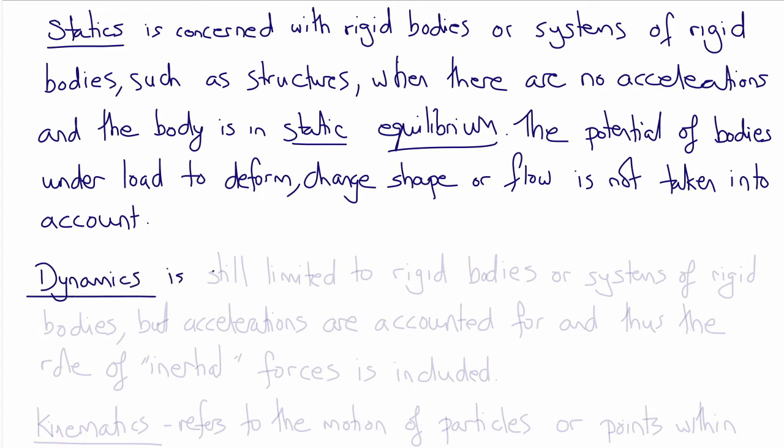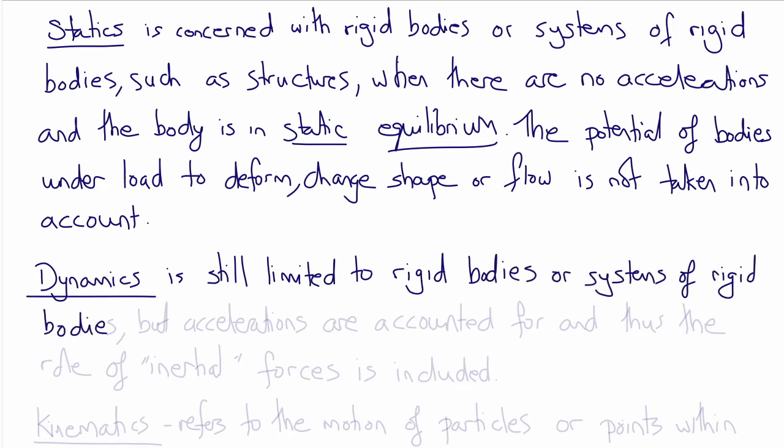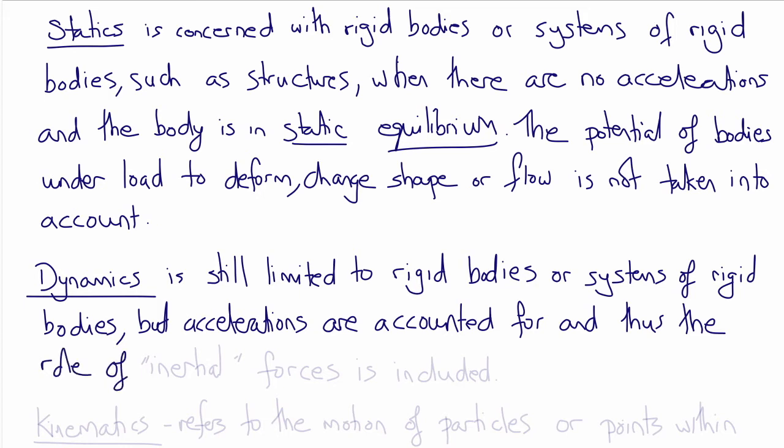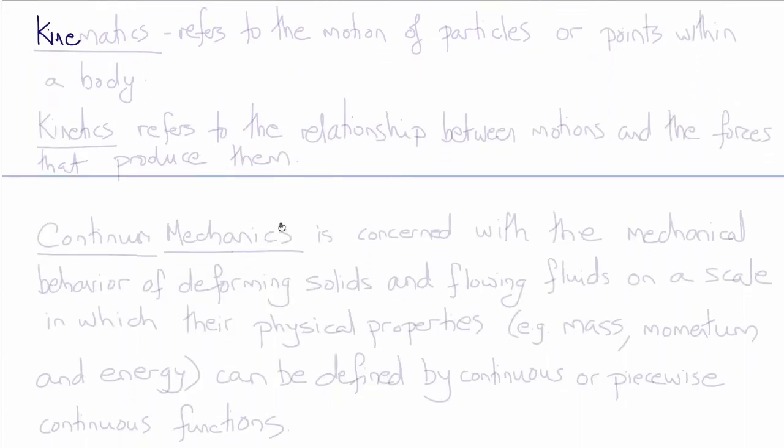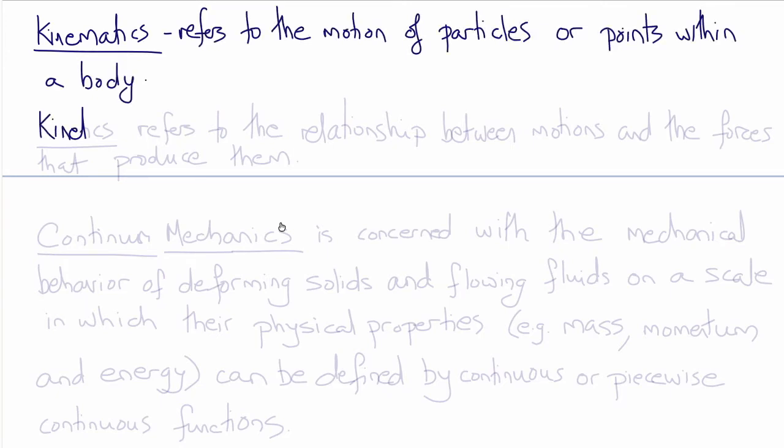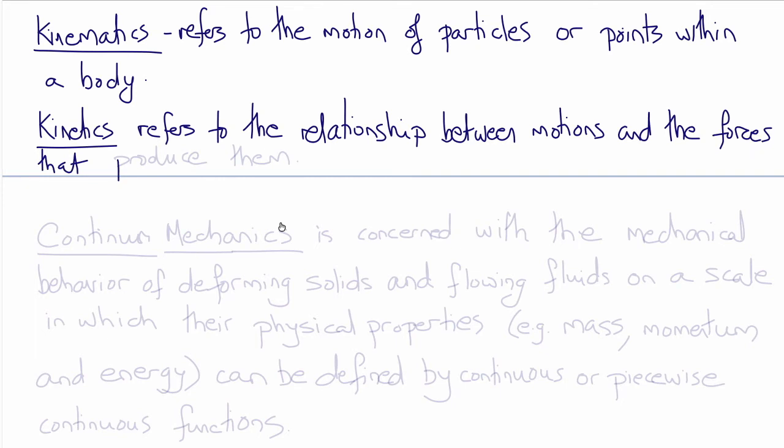In dynamics, we're still limited to rigid bodies or systems of rigid bodies, but now accelerations are included, and therefore the role of inertial forces come into play. So inertial forces are the forces associated with accelerating masses, i.e. the forces that you calculate using F equals ma. And bodies that are accelerating and have inertial forces are not in static equilibrium. Kinematics refers to the motion of particles or points within a body, and kinetics refers to the relationship between the motions and the forces that produce them.